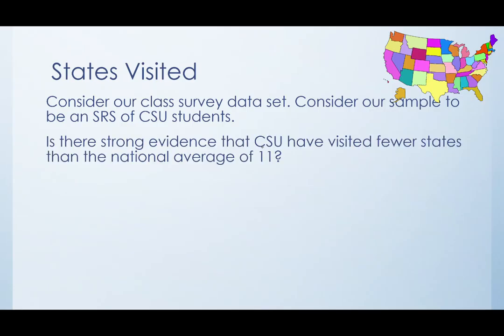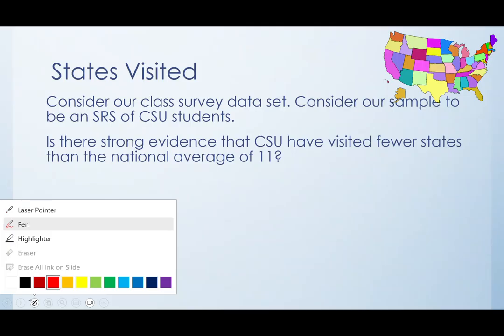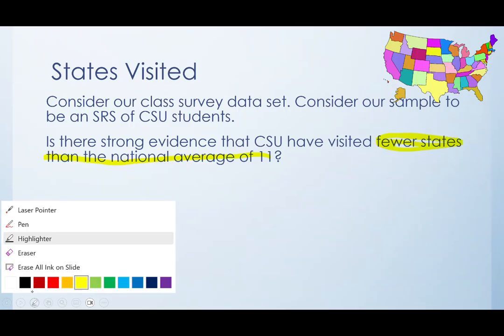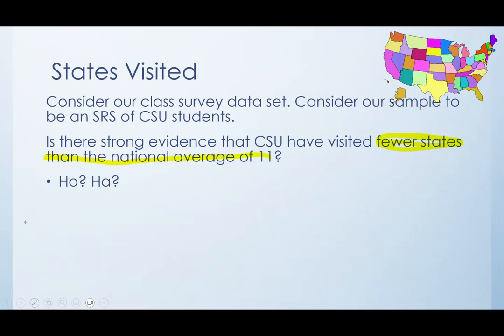All right. Okay, so in this particular case, we are answering the question: is there strong evidence that Clayton State students have visited fewer states than the national average of 11? Have they visited fewer states than the national average of 11? So there's really our question, our alternate hypothesis. Implied in that is that the national average is 11 states, and if Clayton State students are no different than the national average, then their average should be 11 too, right?